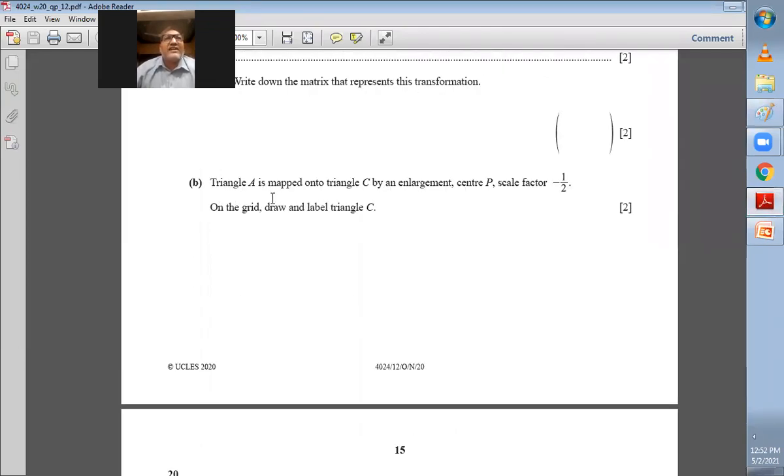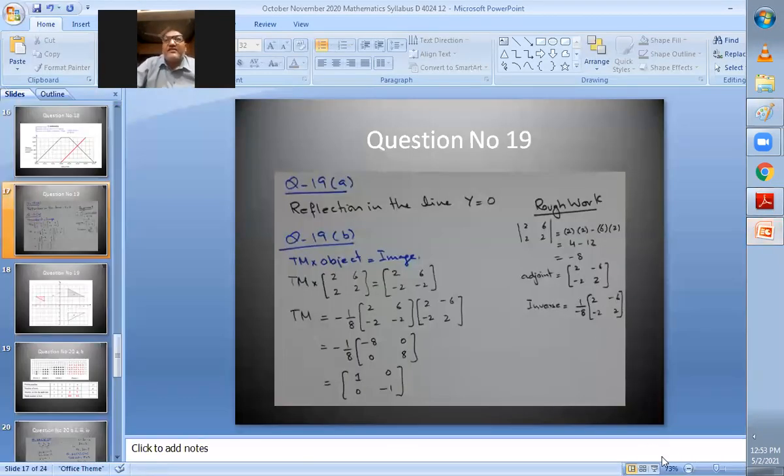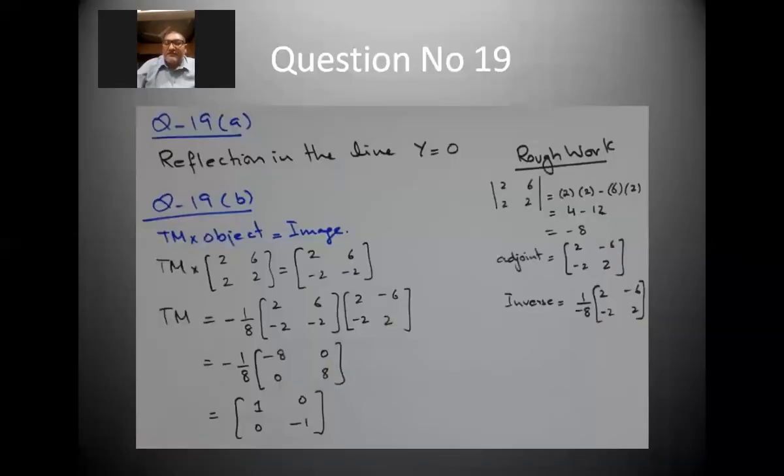He says, triangle A is mapped onto triangle C by an enlargement, center P, scale factor -1/2. On the grid, draw the labeled triangle C. So the center of enlargement is P and the scale factor is -1/2. We have to draw this figure. I have done this already. Let me show you my work.